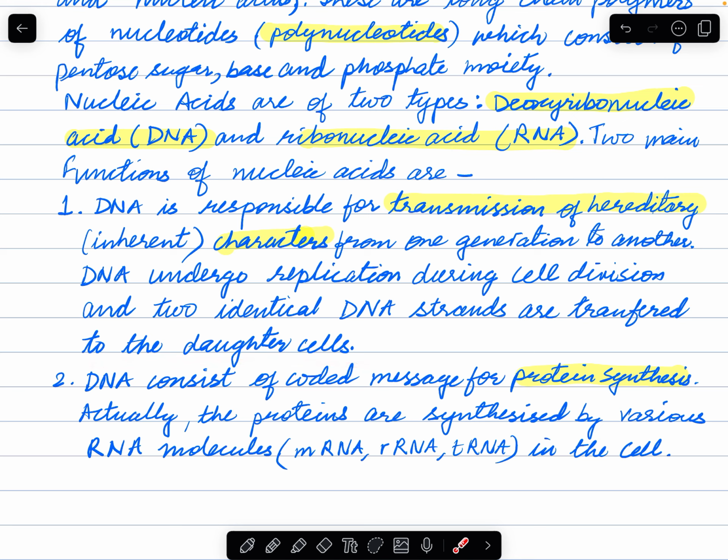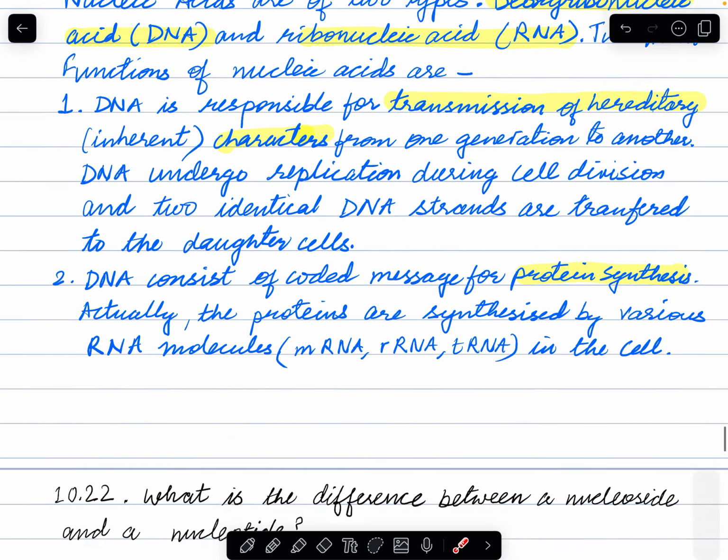Okay, now DNA consists of a coded message for protein synthesis, but DNA is not involved in protein synthesis. The protein synthesis is actually done via second type of nucleic acid, that is RNA. And there are three types of RNA which work together to do the job of protein synthesis. These are messenger RNA, ribosomal RNA and the transfer RNA in the cell. So this is all about nucleic acid and the function.